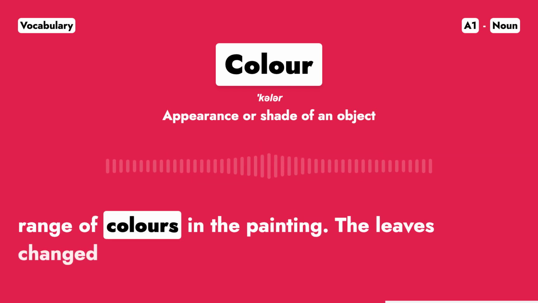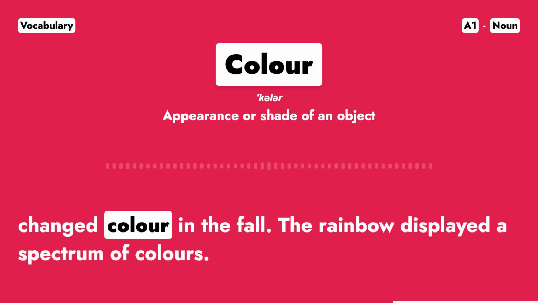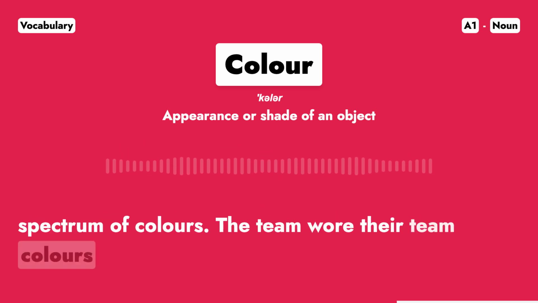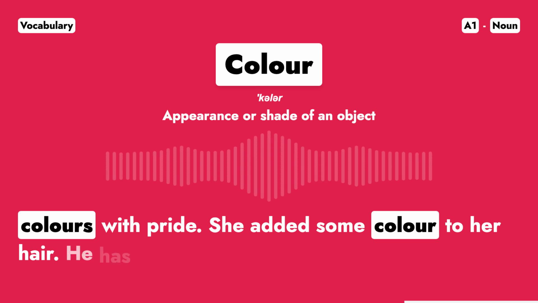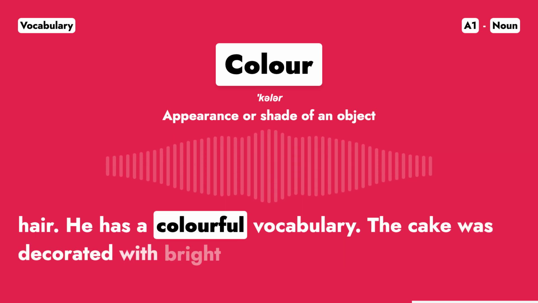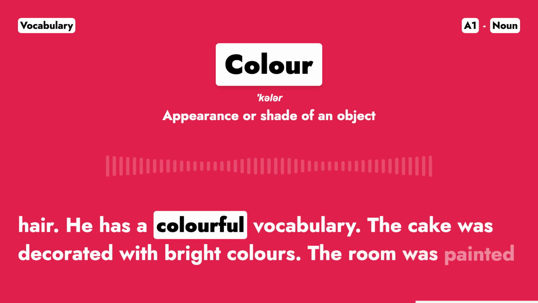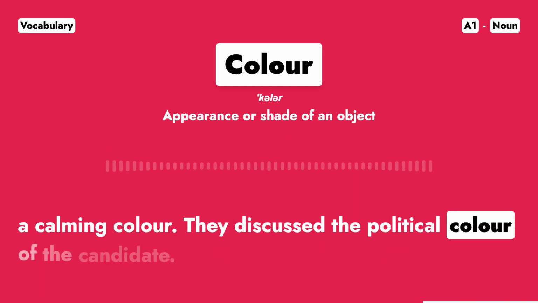The leaves changed color in the fall. The rainbow displayed a spectrum of colors. The team wore their team colors with pride. She added some color to her hair. He has a colorful vocabulary. The cake was decorated with bright colors. The room was painted a calming color. They discussed the political color of the candidate.